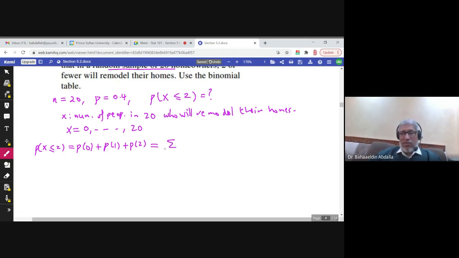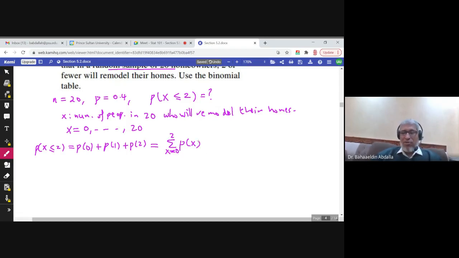So you write this as the summation of probability of x, where x is from 0 to 2. So what do we mean by this symbol? It means you replace x by 0, then you add, then 1, add 2. So it is in fact probability of 0 plus probability of 1 plus probability of 2. You start by 0, you end by 2.